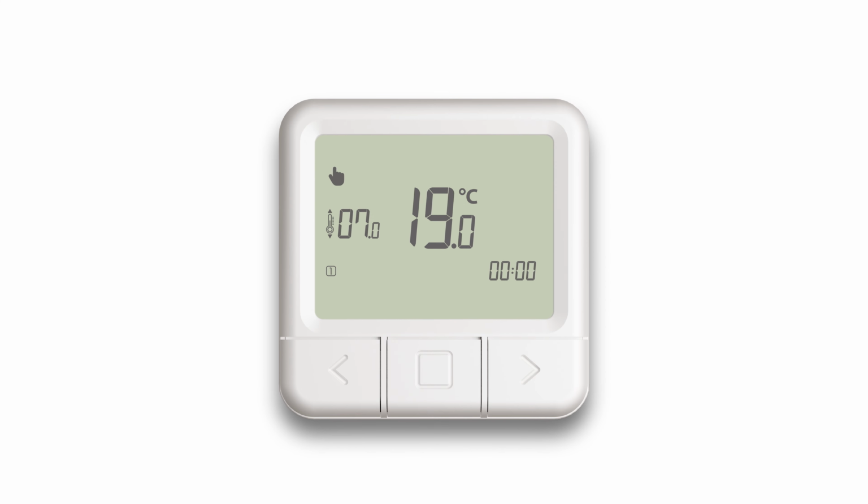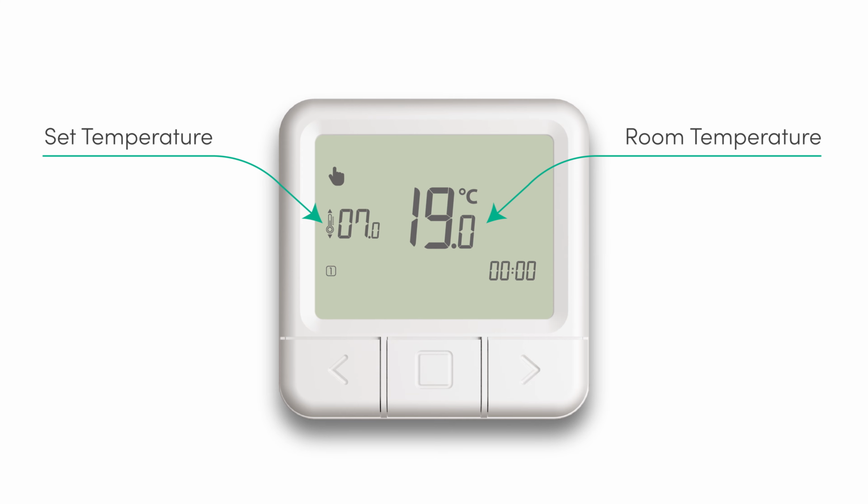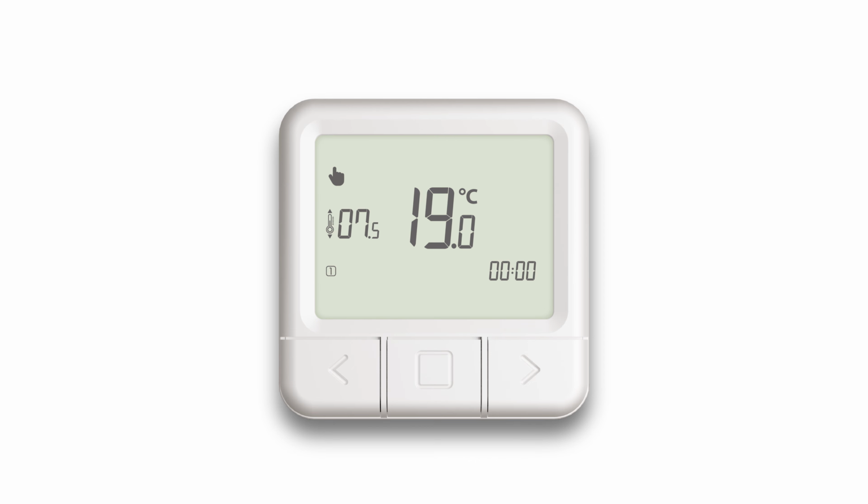Right after pairing, your thermostat will display this screen. It starts in offline mode and manual operation mode. In this mode, you can manually adjust the temperature. Click the right button once to increase by 0.5 degrees, or the left button to decrease by 0.5 degrees.